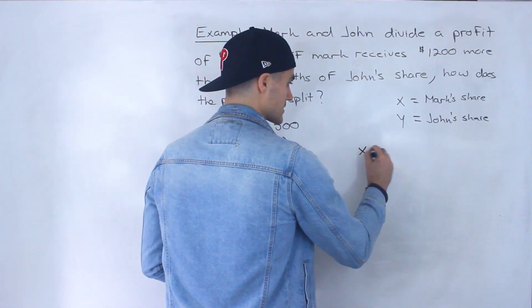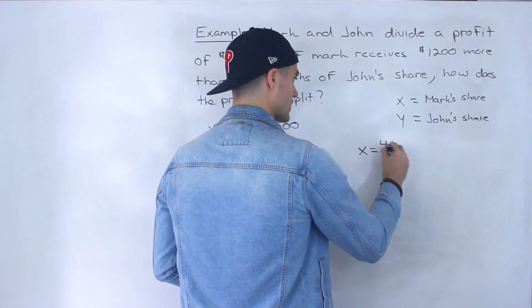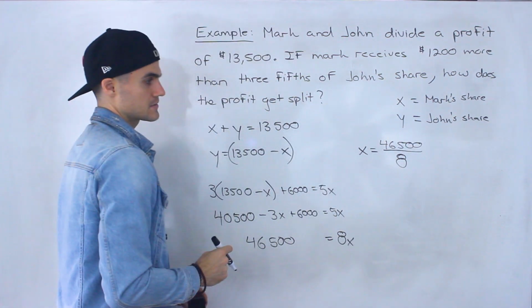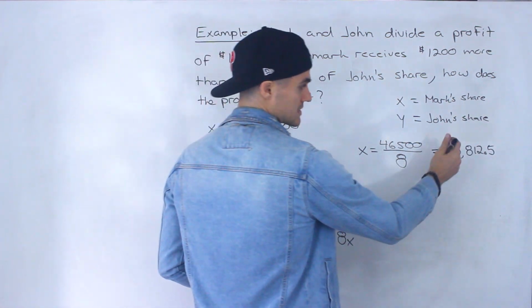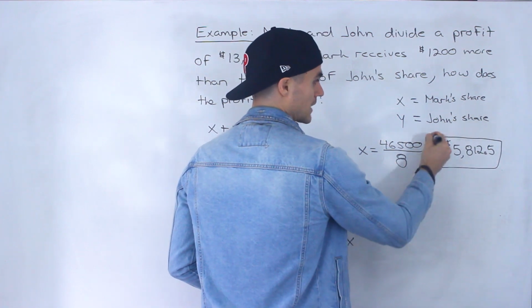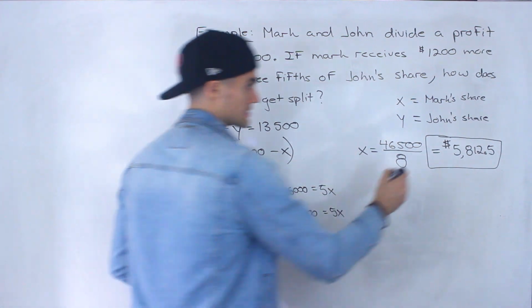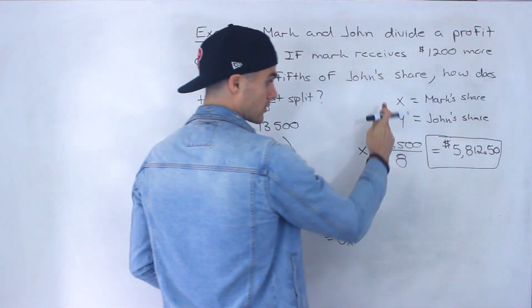So basically, x is going to equal 46,500 divided by 8. And when you do that in your calculator, you'd end up getting this amount right here. So that's what x is going to be, $5,812.50. So that's going to be Mark's share.